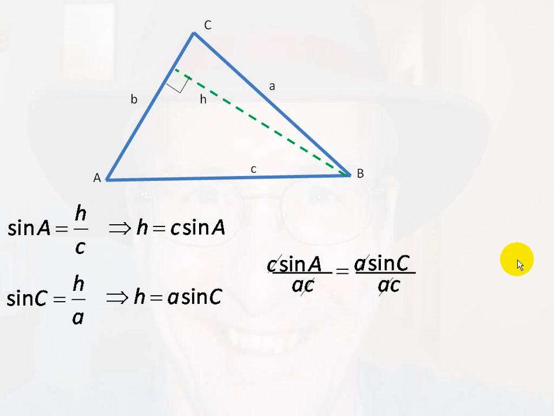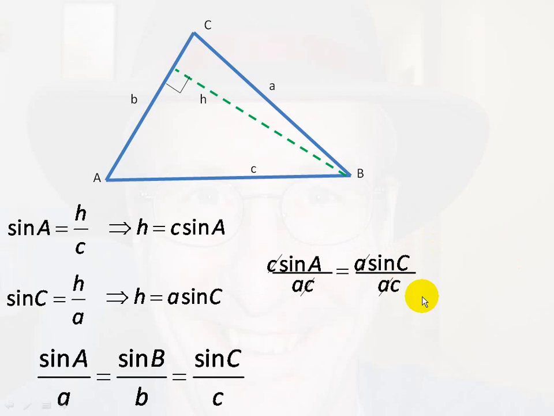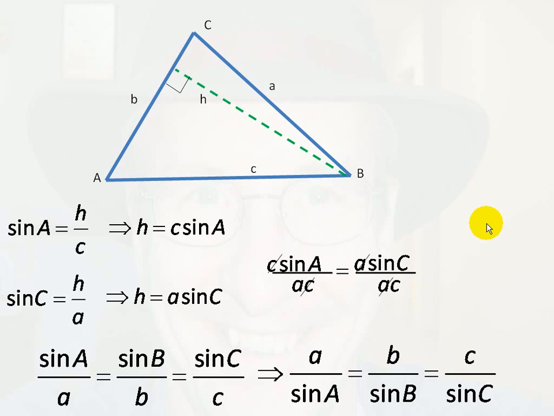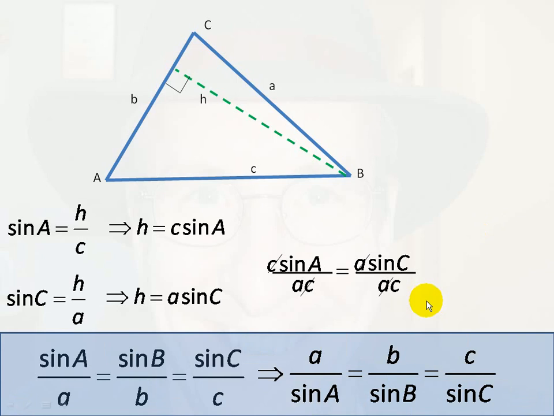And there we have it. Now notice, sine uppercase A over A is equal to sine uppercase C over C. And this, putting this together with what we did previously, gives us the law of sines. Now, you notice that if this is true, then this also must be true. In other words, the reciprocals must be equal as well. So this is the law of sines.